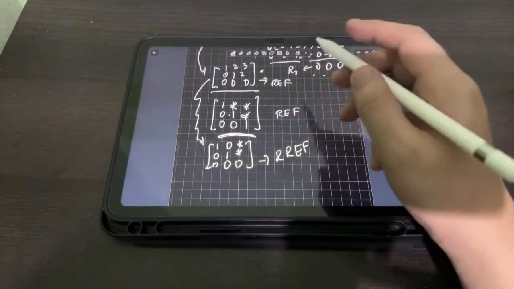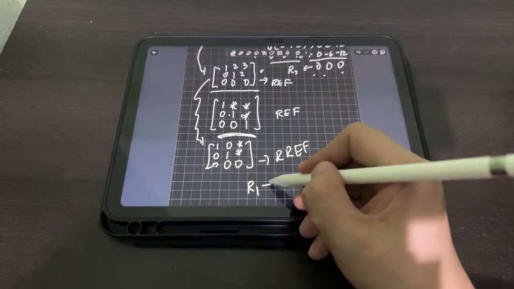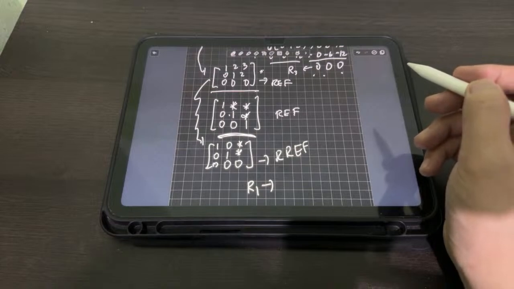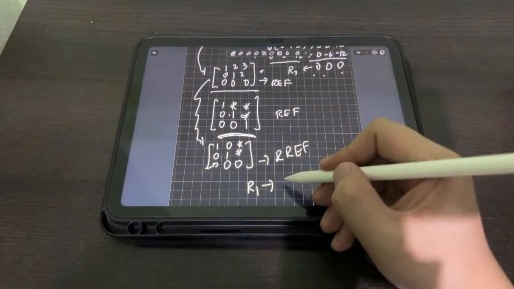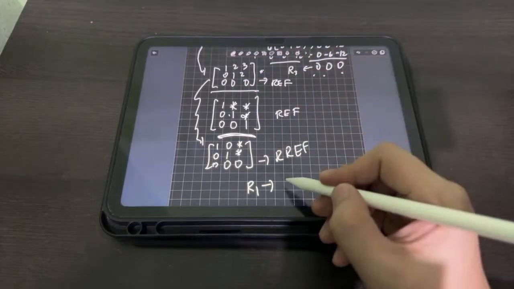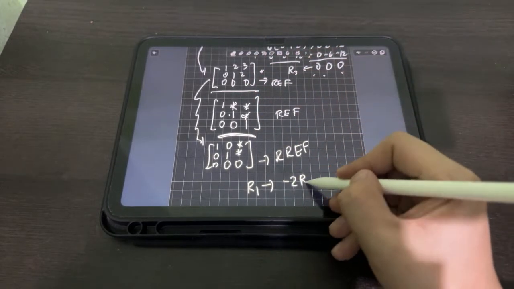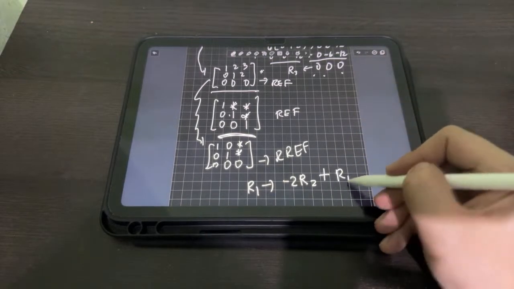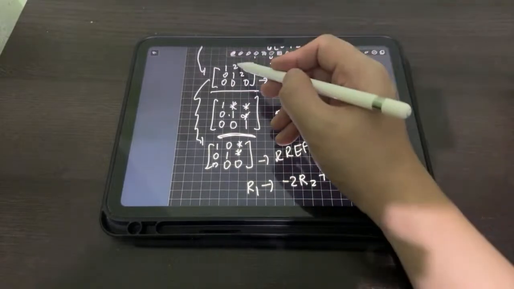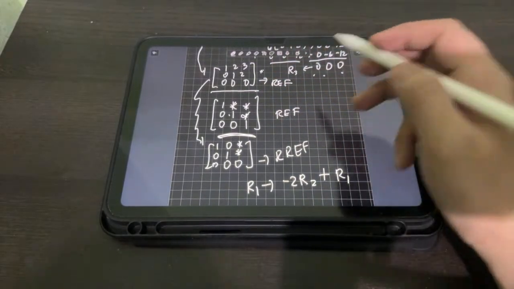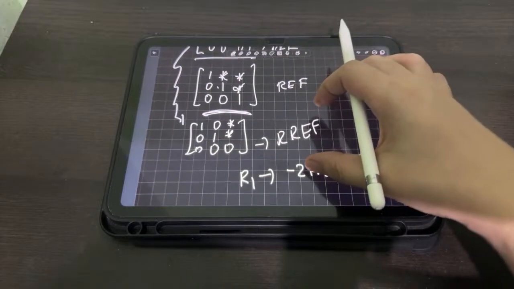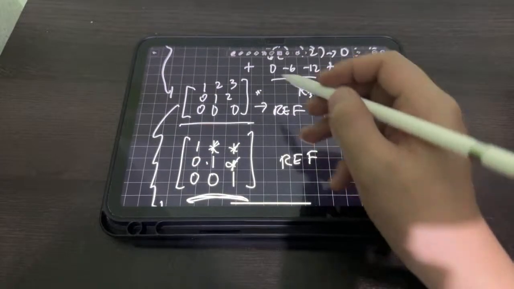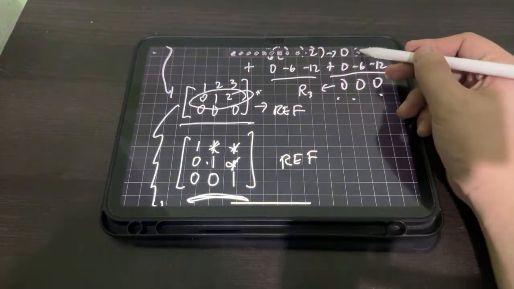So applying elementary row operations, multiply row 2 by negative 2. So negative 2 times row 2, we add it with the entries in row 1 so that this 2 becomes 0, which is the goal. So doing that, we have negative 2 times the entries in row 2, this one, 0 1 2.